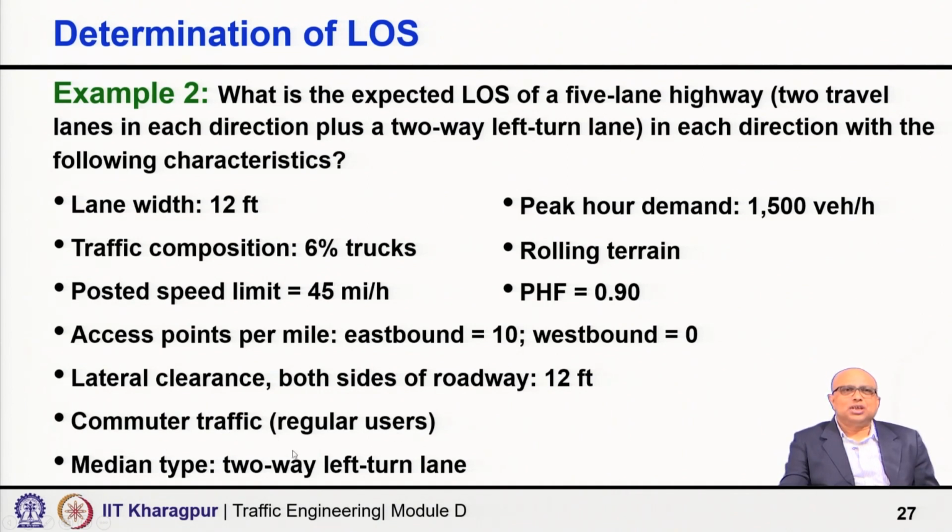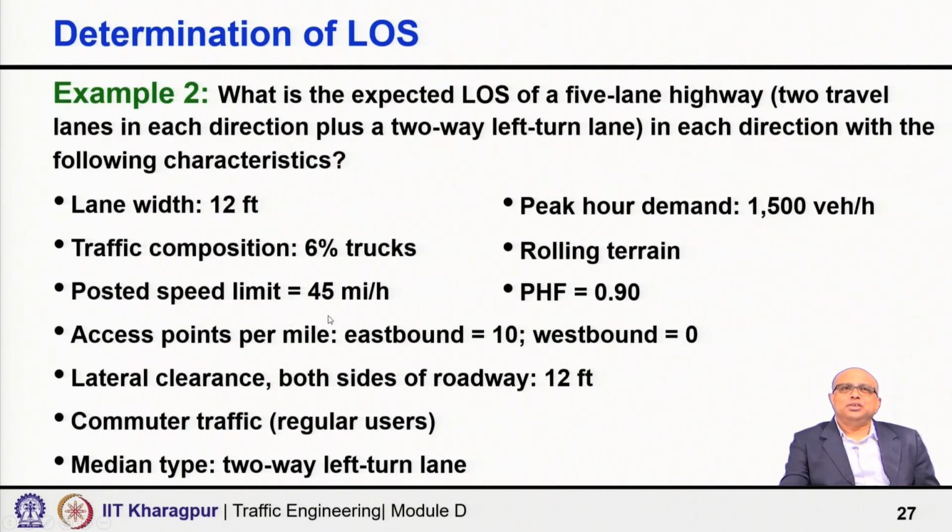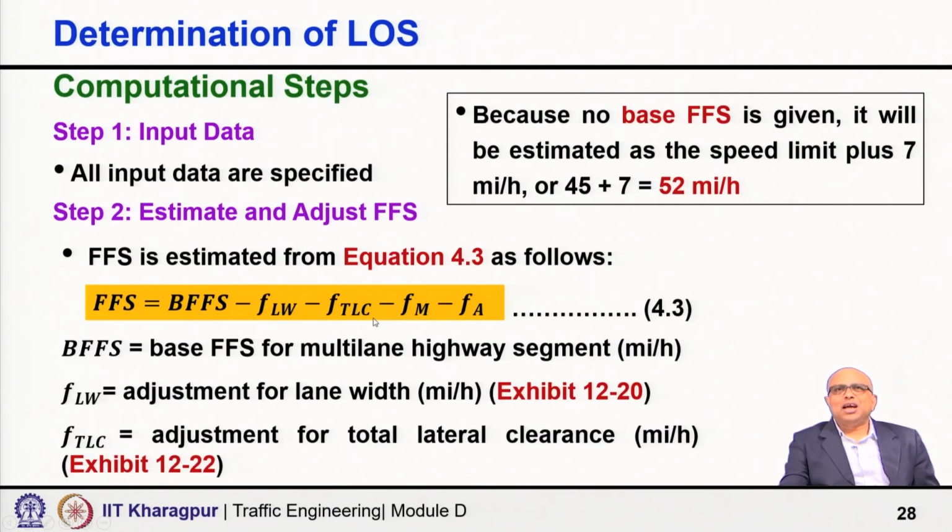Commuter traffic is regular users. Median type 2-way left turn lane as it is told here, peak hour demand 1500, rolling terrain and peak hour factor 0.9. So, mostly all the inputs are given, and here since the base FFS is given, from the posted speed limit we will calculate, and in this case it will be posted speed limit plus 7 mile per hour. If it is 50 and above, then it is posted speed limit plus 5 mile per hour, but in this case 7 mile per hour.